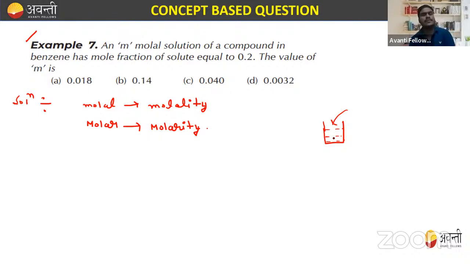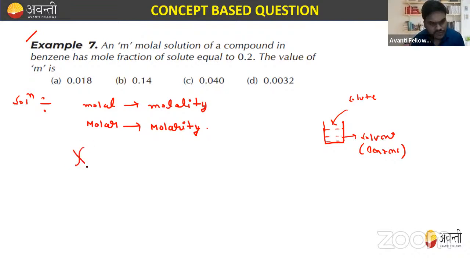So an m-molal solution of a compound in benzene. I don't know which compound this is, so this is the solute, and here the solvent we use is benzene. An unknown solute. Okay. So the mole fraction of the solute is equal to 0.2.